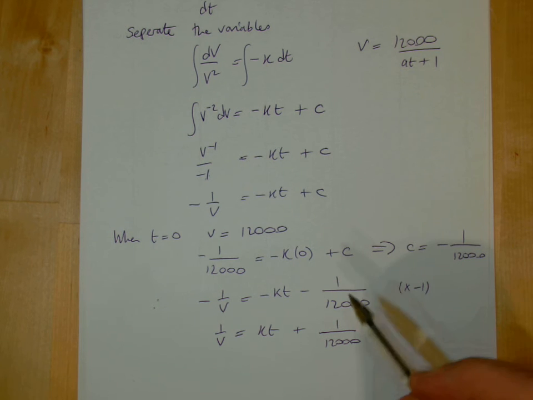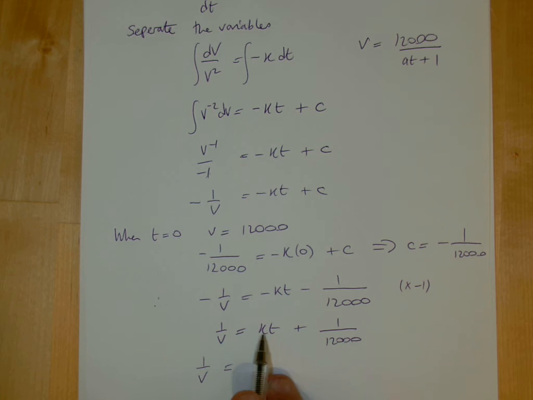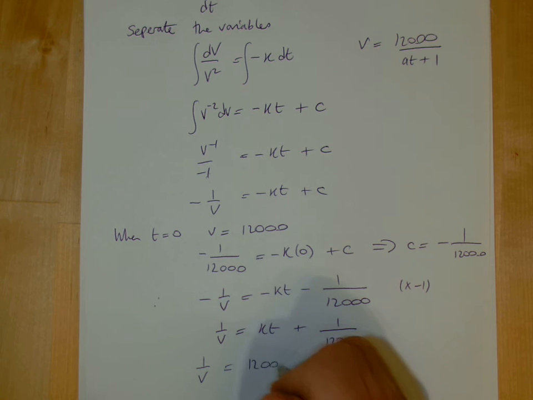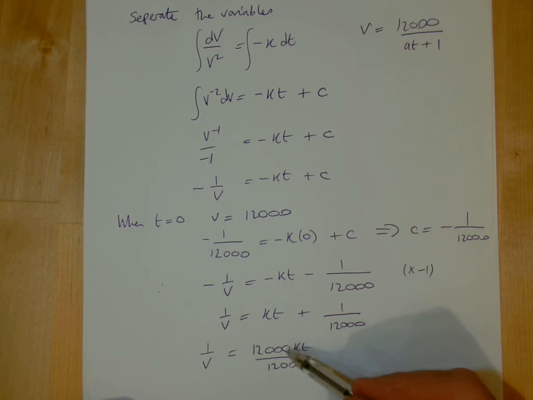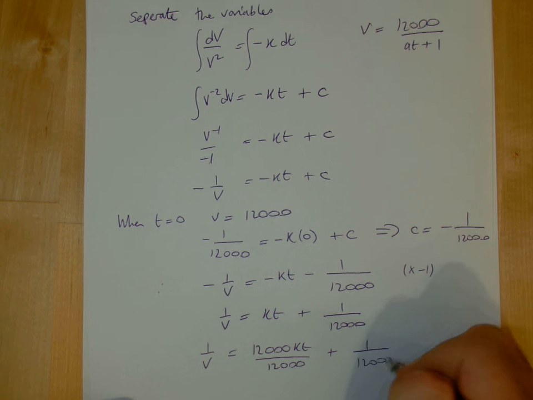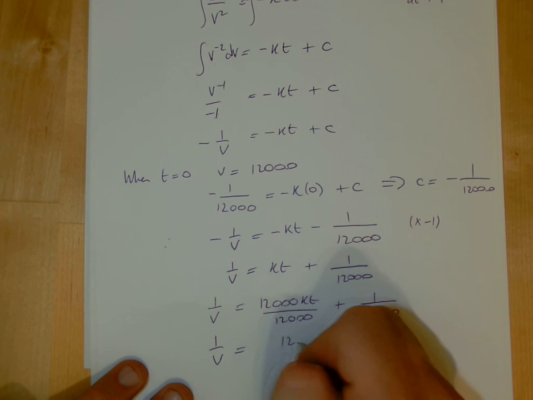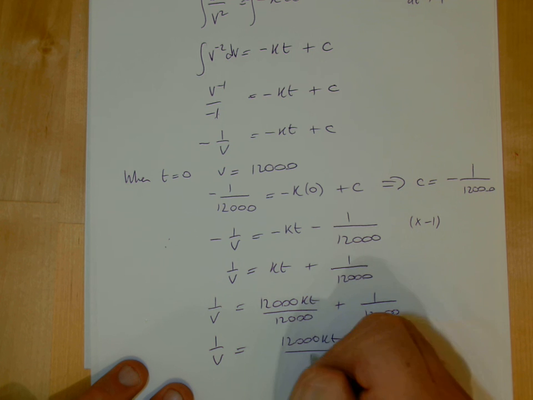Now, there's a couple of ways of doing this, but I could think about putting these two together, adding these two. You might think, how can you add these two? Well, I could write kt as a fraction out of 12,000, but if I'm going to write it out of 12,000, I need to times it by 12,000. So this is the same as 12,000 kt over 12,000, because 12,000 divided by 12,000 is 1, so it's the same as kt. Plus 1 over 12,000. Because they've got the same denominator, I can now add them. So 1 over v is equal to 12,000 kt plus 1, all over 12,000.